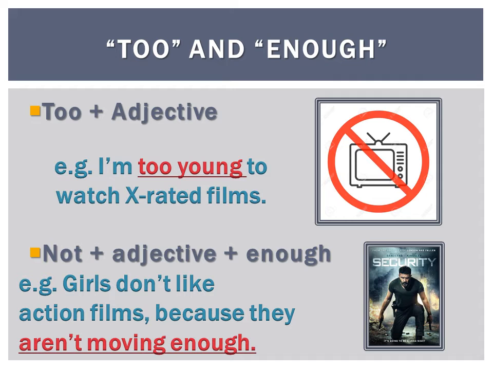Finally, we can use too and enough when there is a problem with something. We use too plus adjective. For example, I'm too young to watch X-rated films. We form not plus adjective plus enough. For example, girls don't like action films because they aren't moving enough.